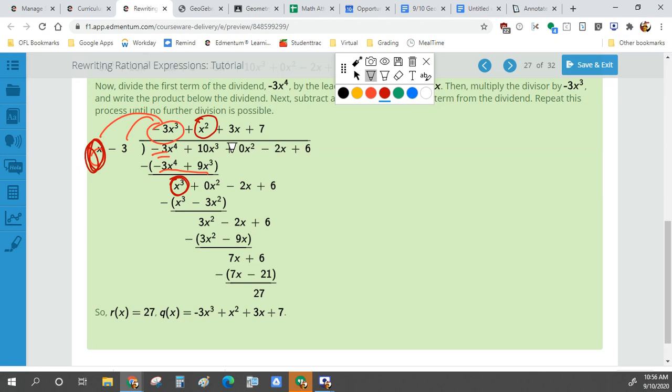I don't see how they don't have these lined up. Oh my gosh, Edmonton, why are you so bad?